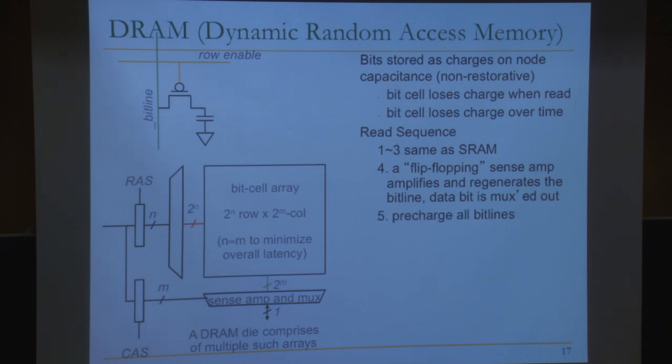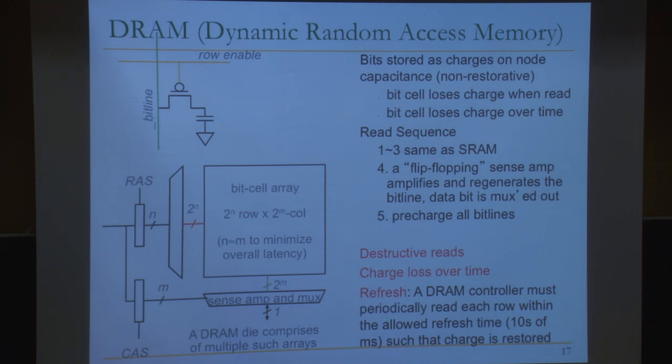After that, of course, all bit lines need to be pre-charged. Two properties. One is reads are destructive here. When you read a cell, you discharge the capacitor, which means that the capacitor is gone at the end. The data that you had over there is gone, which means that you need to somehow restore it. How do you restore it? Well, pre-charging actually restores the data. And you get charge loss over time, which means that a DRAM controller must periodically read each row within some allowed refresh time such that the charge is restored. This actually consumes energy. So even if you're not reading your memory, you need to be refreshing DRAM. And we'll see that this is actually a big problem as we go into the future and try to increase the capacity of the DRAM chips.